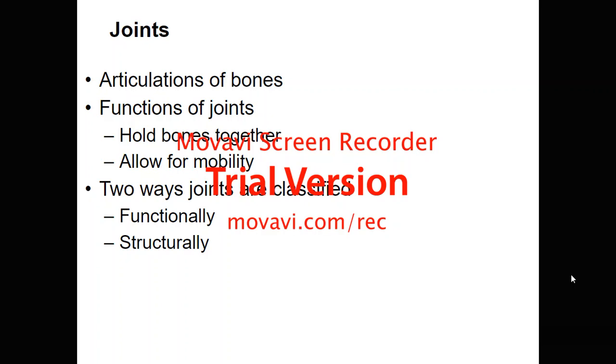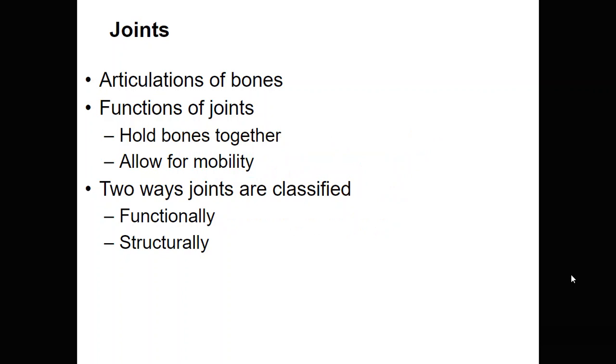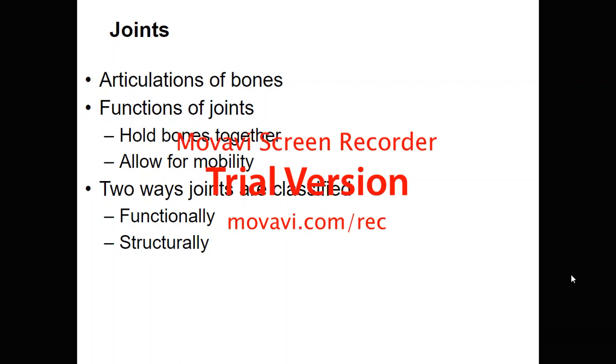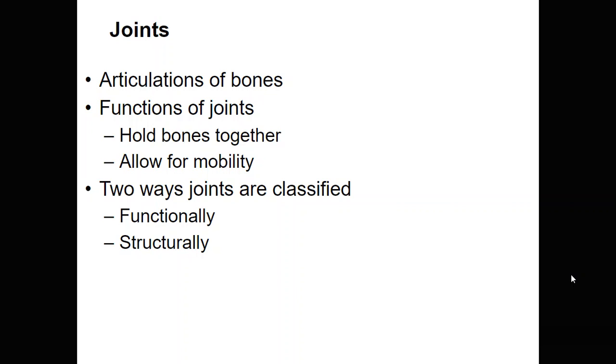And there are two ways that we classify joints. You can classify joints based on their function, and that essentially means the amount of movement allowed at the joint. You can also classify joints based on their structure. And essentially, the structure is going to be the material that holds the bones together at the joints.